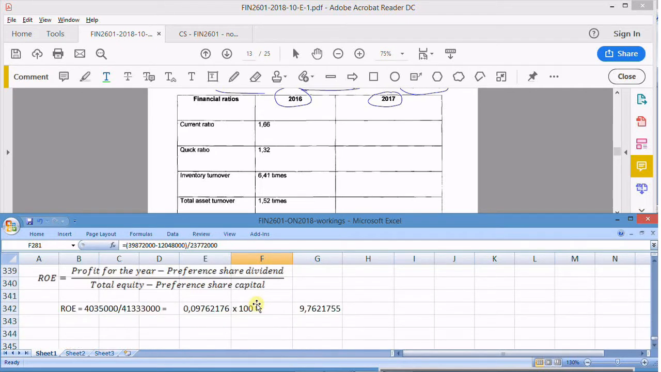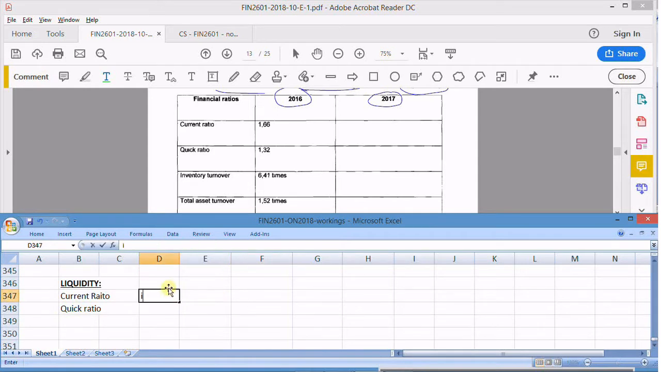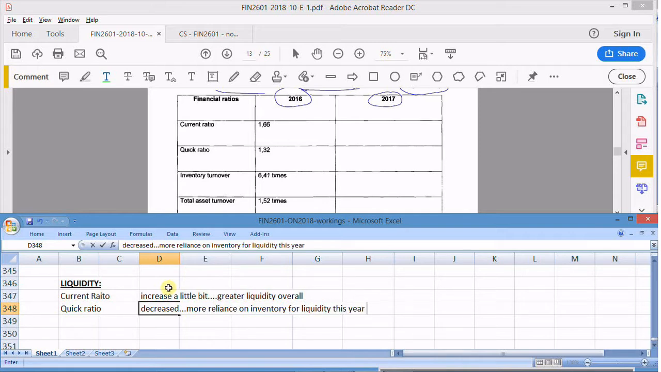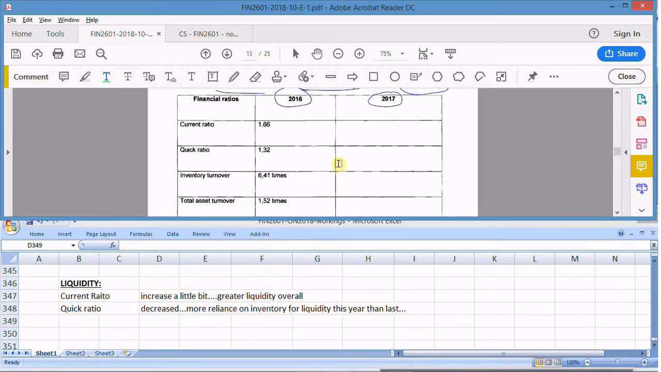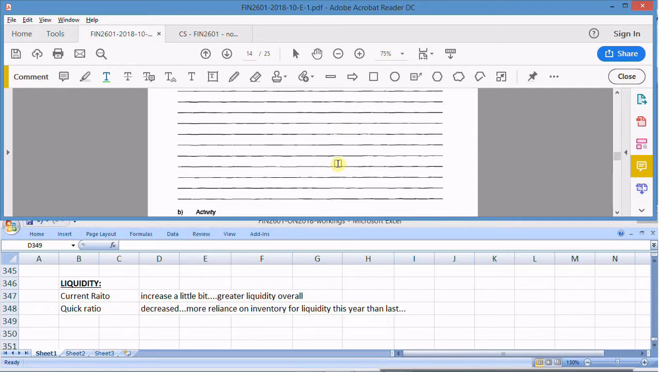Okay, so let's just write that down. Right. So current ratio increased a little bit. Okay, greater liquidity overall. Okay, but the quick ratio decreased. Yeah. More reliance on inventory for liquidity this year than last. Okay, last year they didn't rely on inventory as much. Okay. Right, so liquidity we've done.